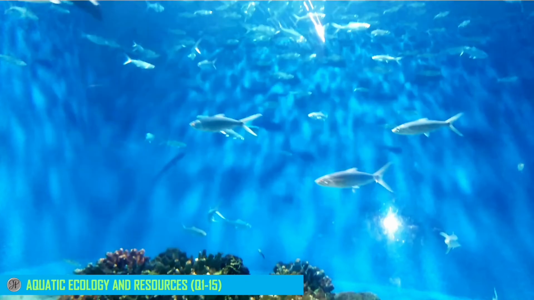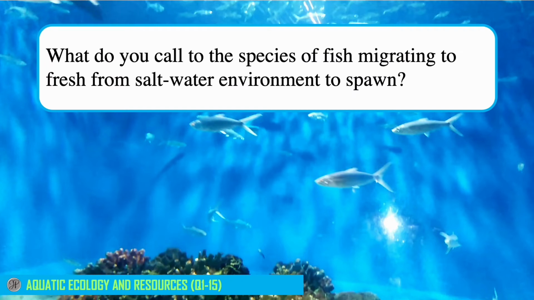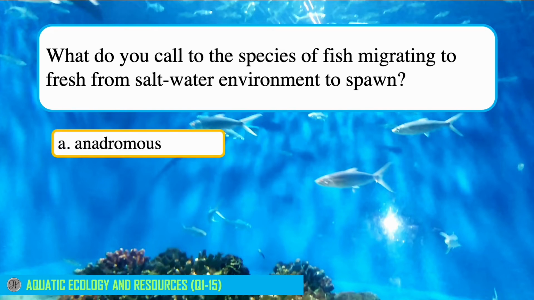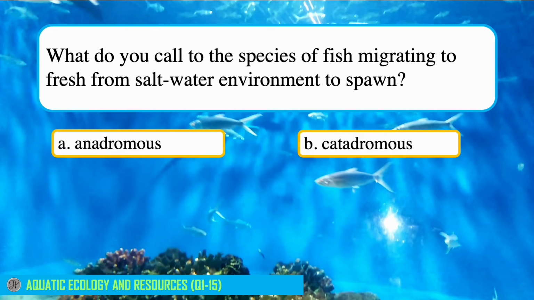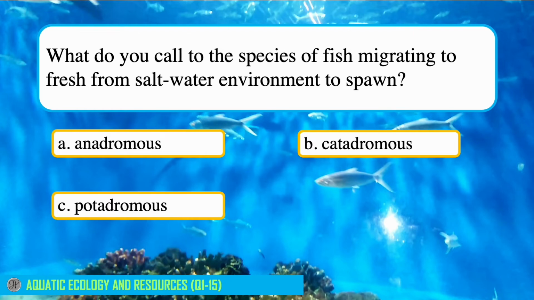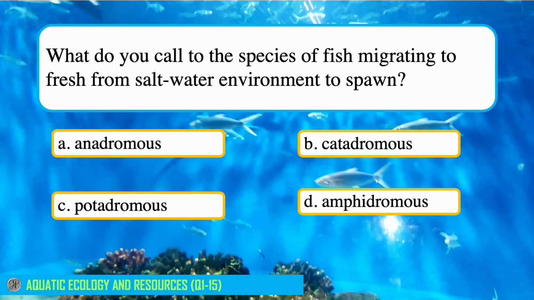Number 10. What do you call to the species of fish migrating to fresh from saltwater environment to spawn? A. Anadromous. B. Catadromous. C. Potadromous. Or D. Amphidromous.